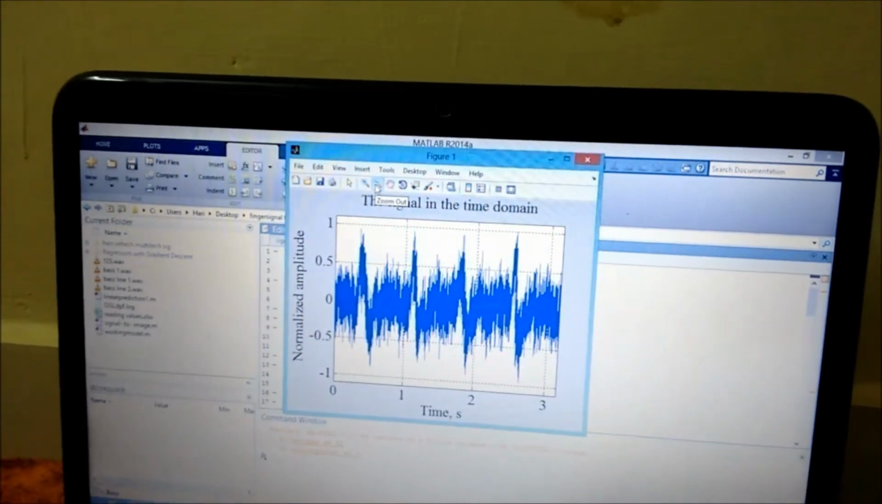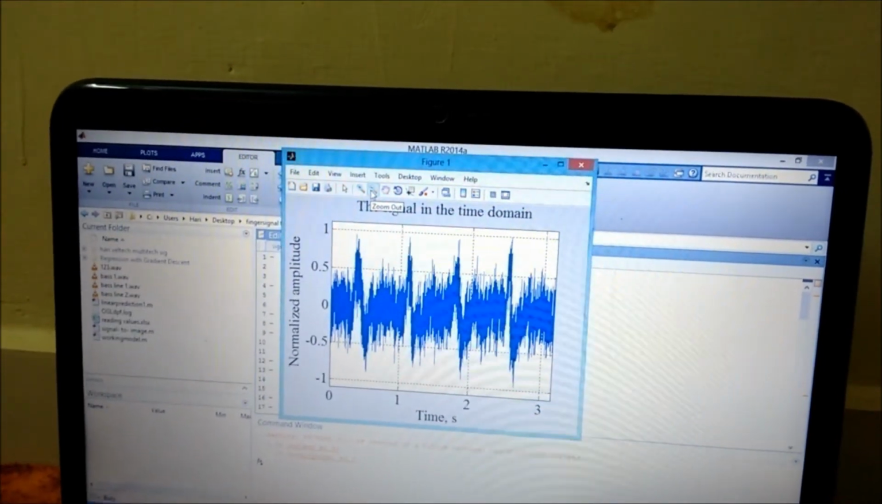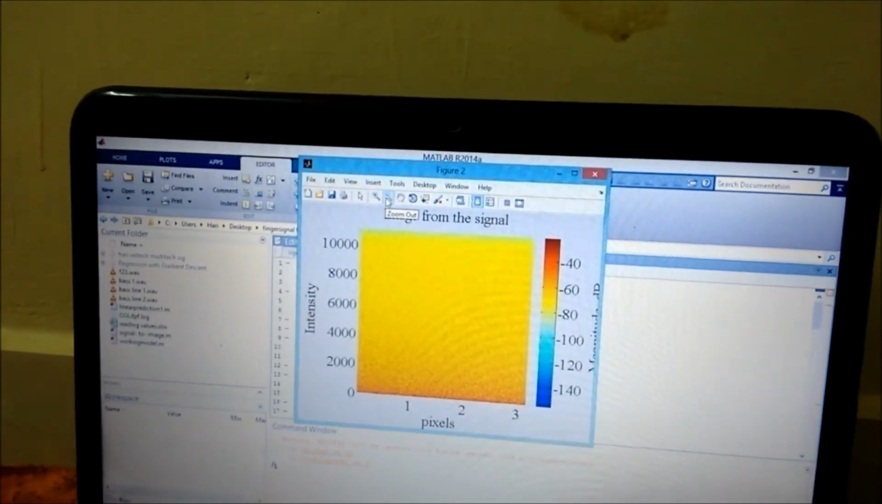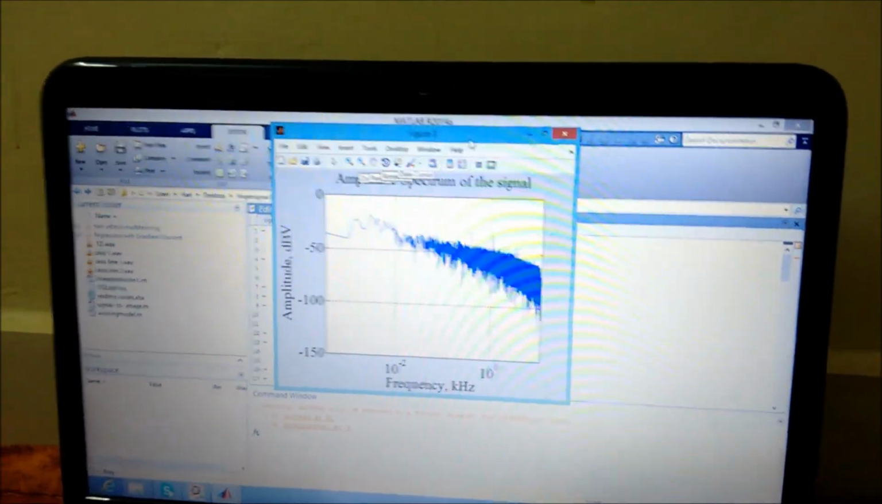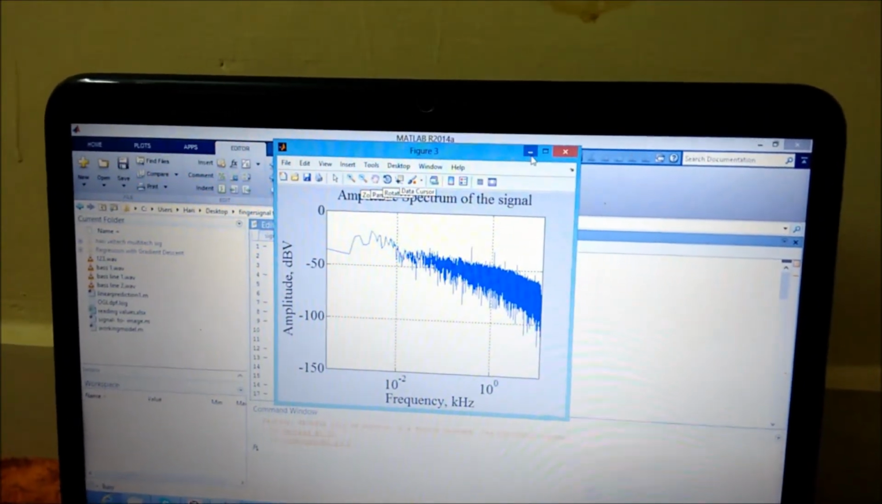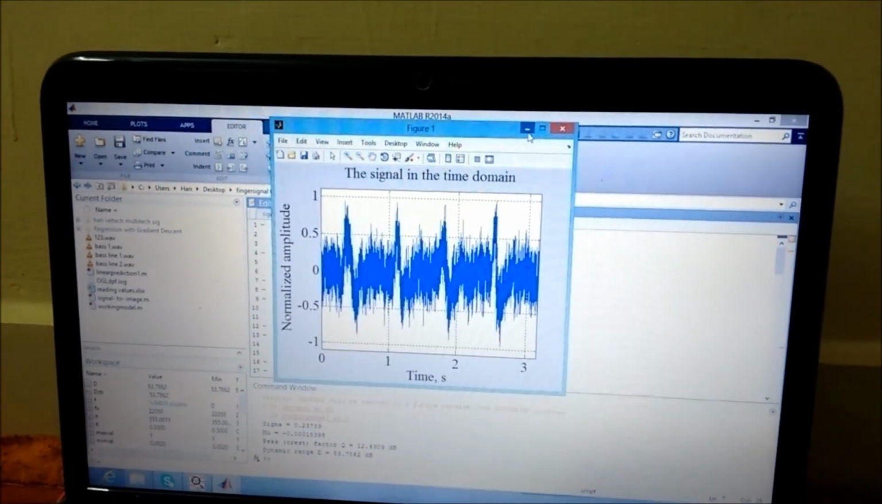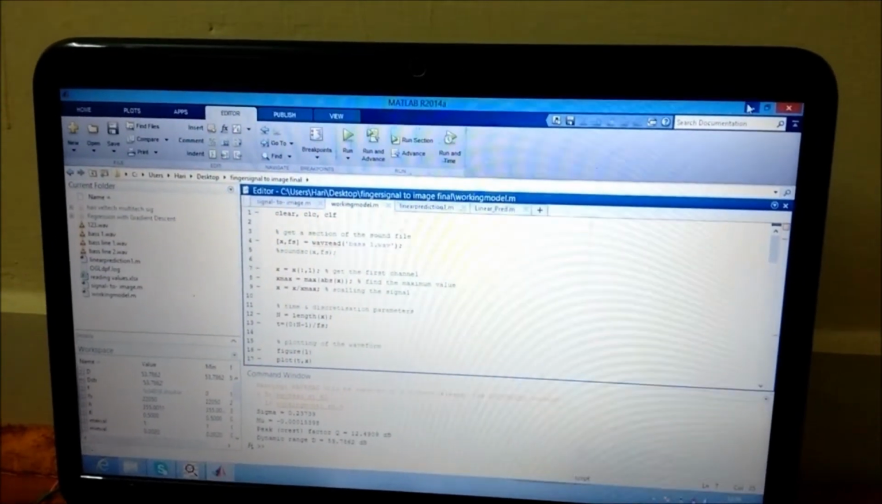The first one is for sigma, the second graph will show mu, the third figure will show the peak factor, and the fourth figure shows the dynamic range values. All 4 values are collected, and then these are plotted in the Excel sheet as shown on the desktop.